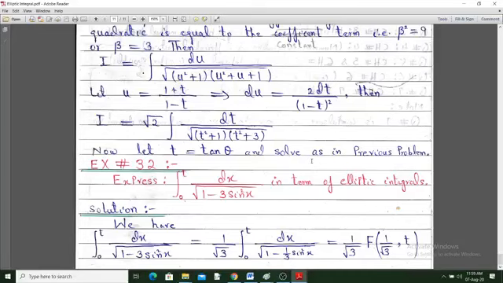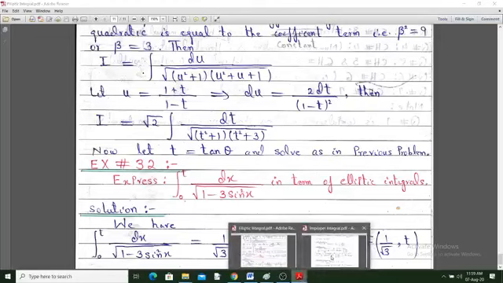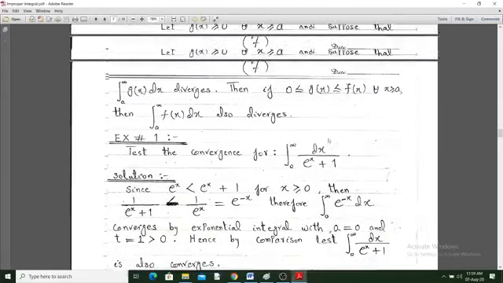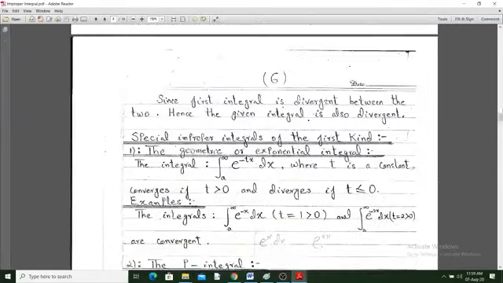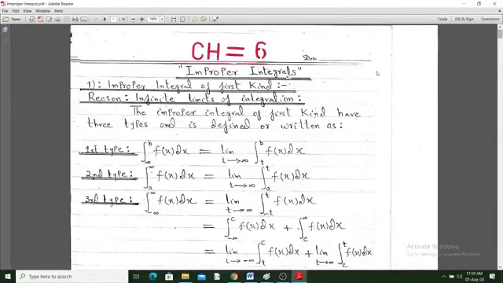In the next chapter, lecture number 12, we will provide some exercises of this chapter. So let's start the next chapter that we call improper integral. So the next chapter is improper integral.